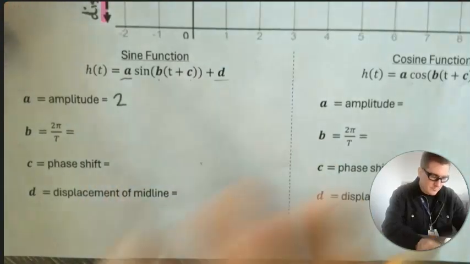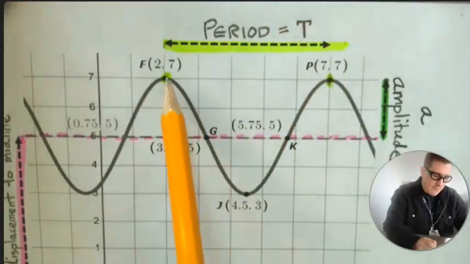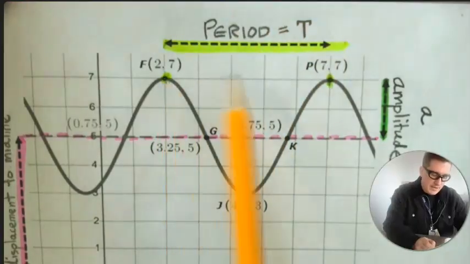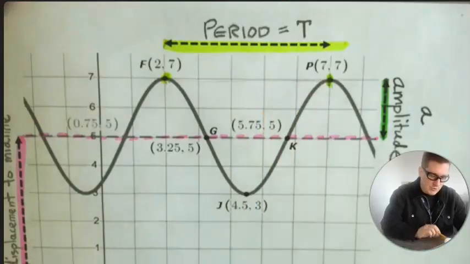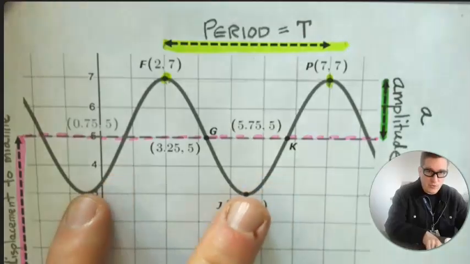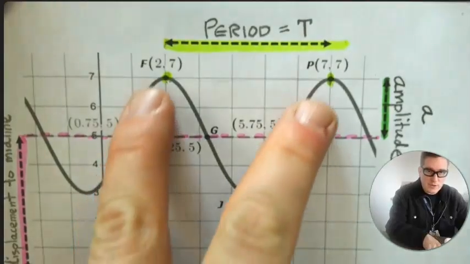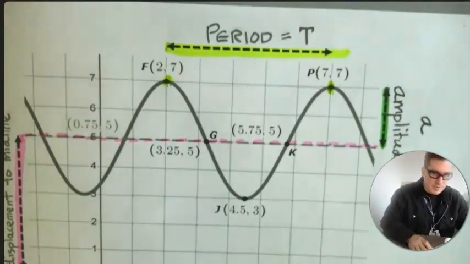Now my period is 5 units. So to get from peak to peak, horizontally speaking, I have to travel 5 units. And no matter which two spots I pick on the wave, they're always going to be 5 units apart from each other. That's called the period.